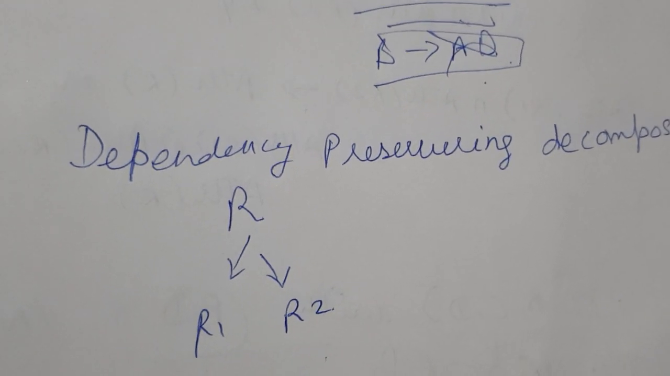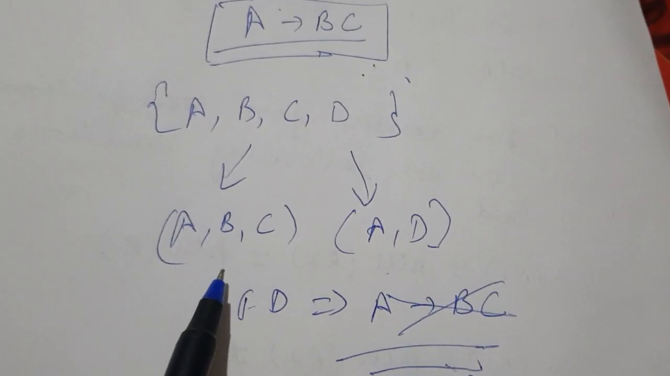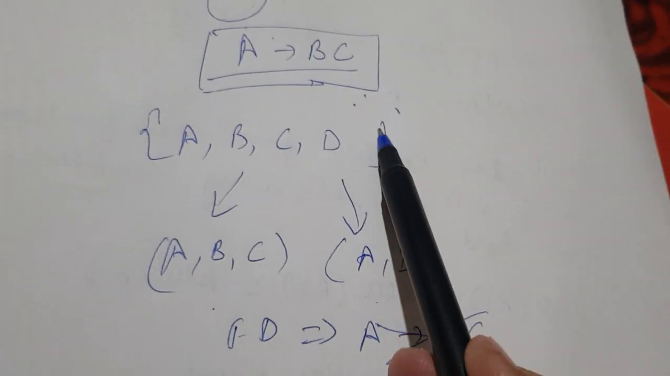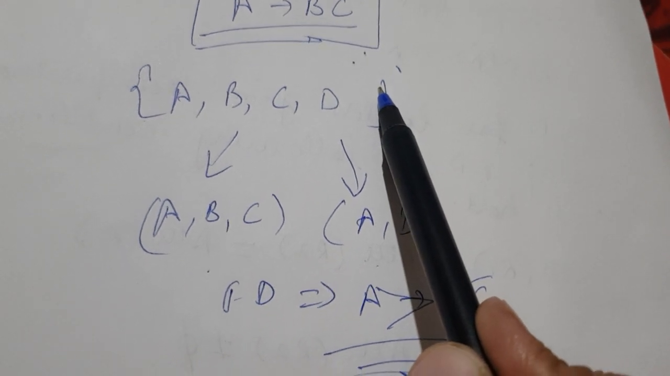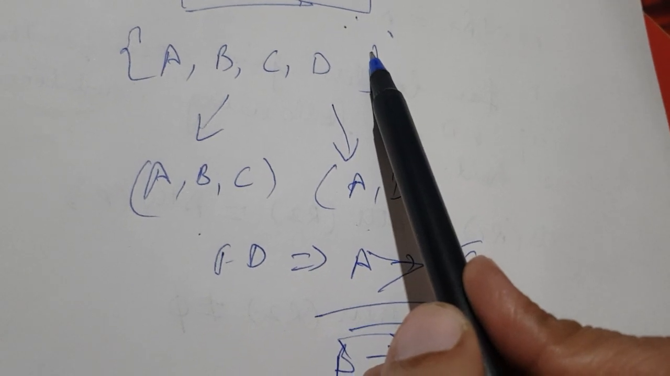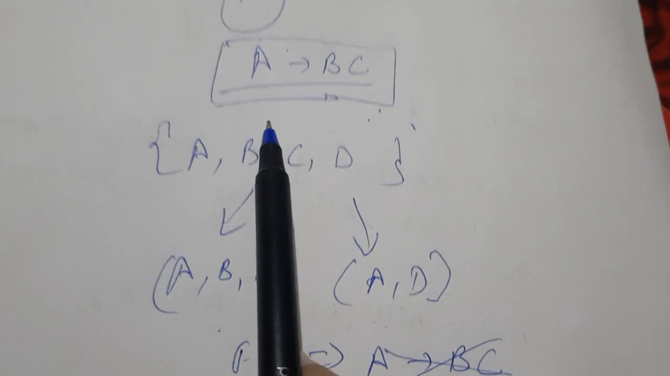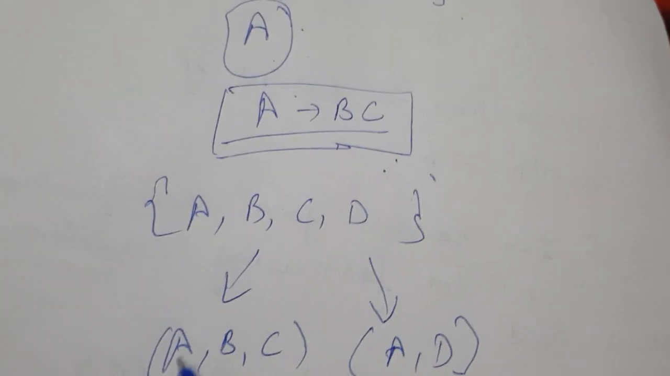Consider the same example in which we were considering the relation ABCD with the decompositions ABC and AD, and functional dependency A to BC. With this decomposition, we say this is dependency preserving. Why is this dependency preserving? Because we have a functional dependency, A to BC, which is a part of this relation.